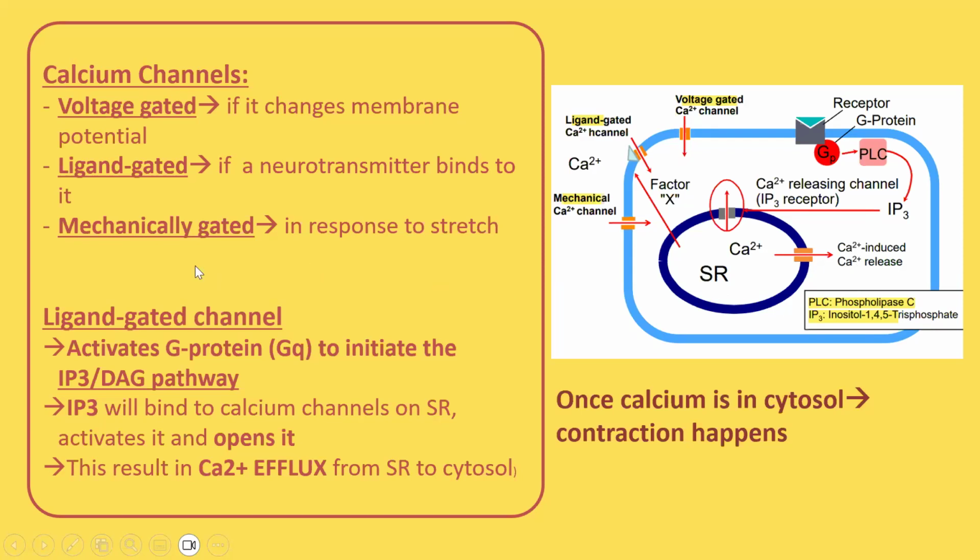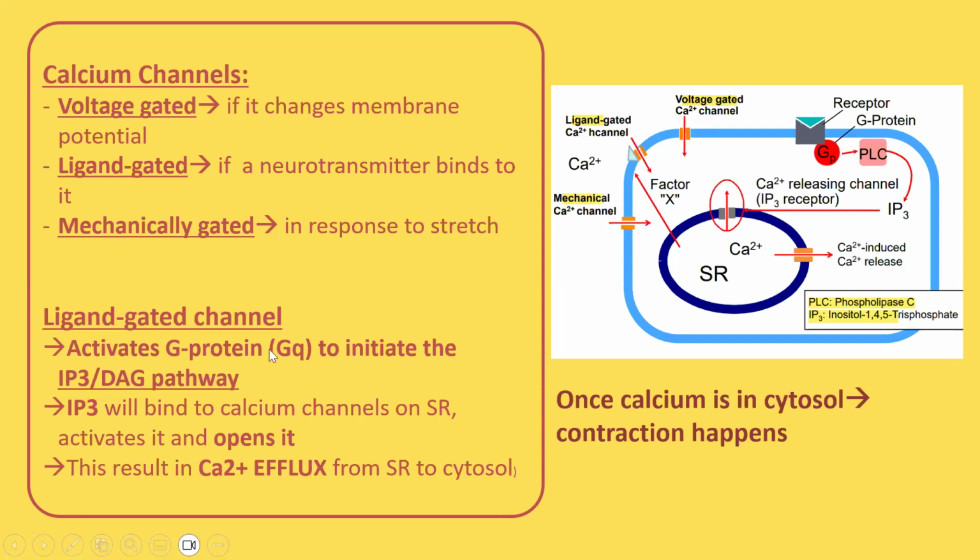Now, more about the ligand-gated channels: let's say acetylcholine, because you guys know what acetylcholine is. Acetylcholine binds to a ligand-gated receptor, and it causes the activation of G protein. In this case, it will activate Gq, because why Gq? Because it will activate the IP3 DAG pathway. I'm not really sure if you took the cell signaling pathways in one, but if we want to stimulate IP3 and DAG pathways, we will stimulate the Gq protein.